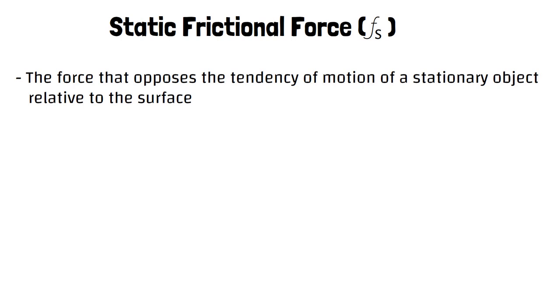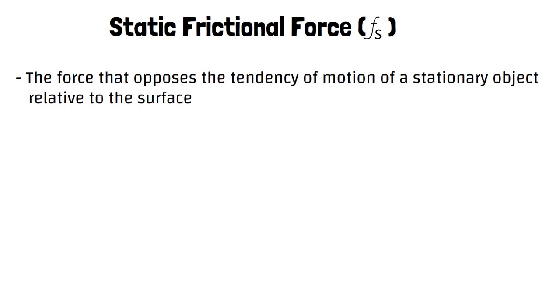So when you're pulling your object towards you and the object does not move, what is stopping it from moving is the force that opposes the motion, or opposes the tendency of motion. So if you pull the object and it does not move, there is a force that opposes the force you are trying to pull with, and because the object is not moving, that force is called static friction or static frictional force.